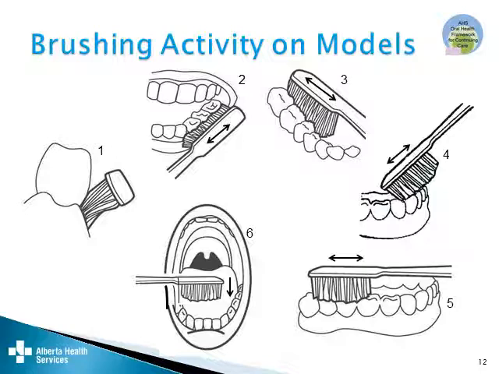2. Brush the outside surface of each tooth, upper and lower, keeping the bristles angled against the gum line, again using the short back-and-forth vibrating motion. 3.